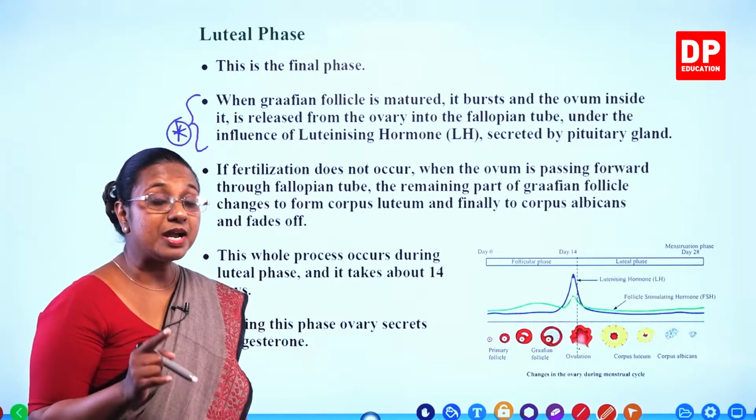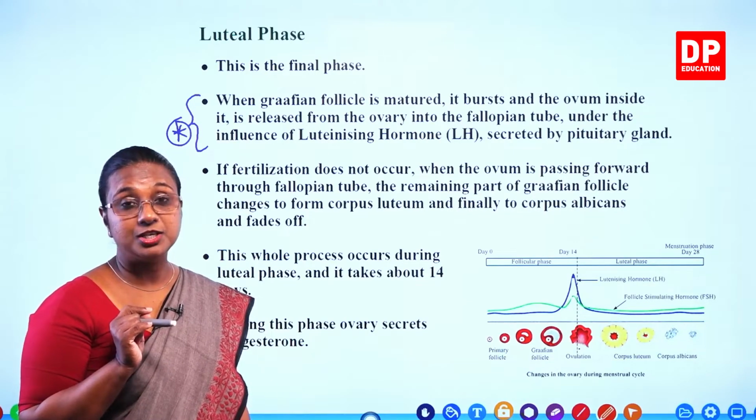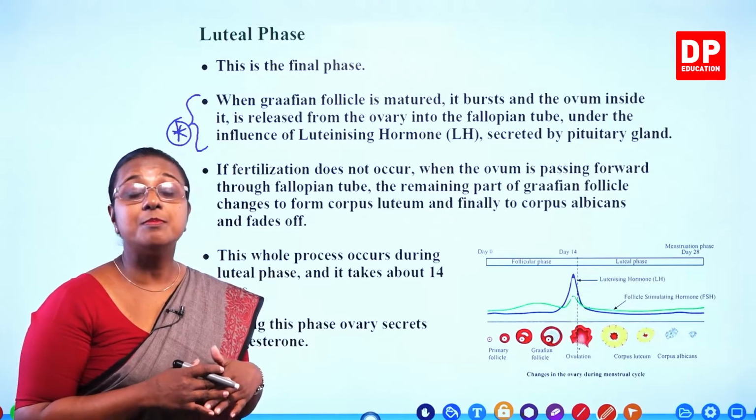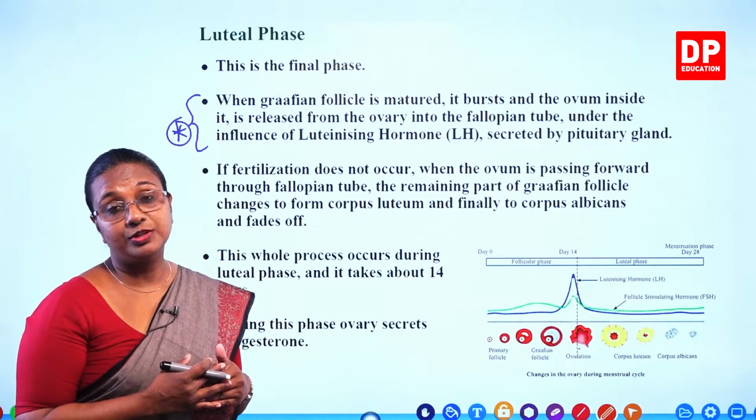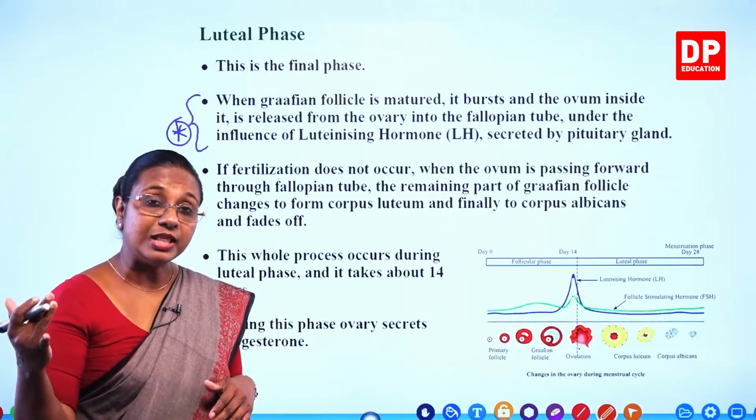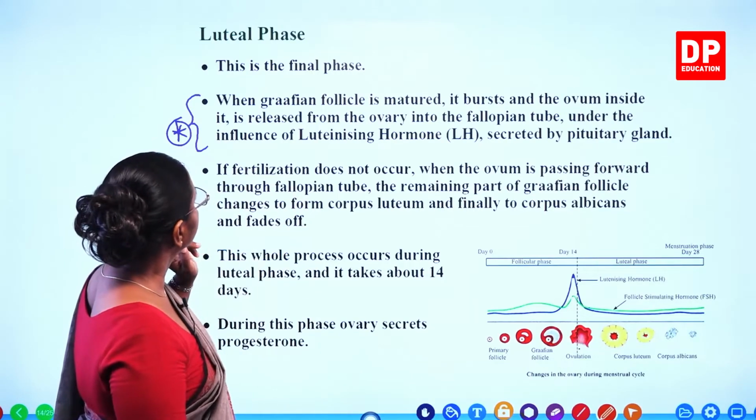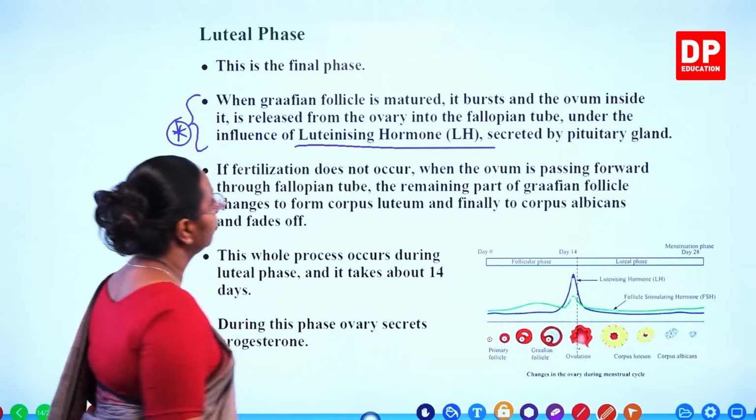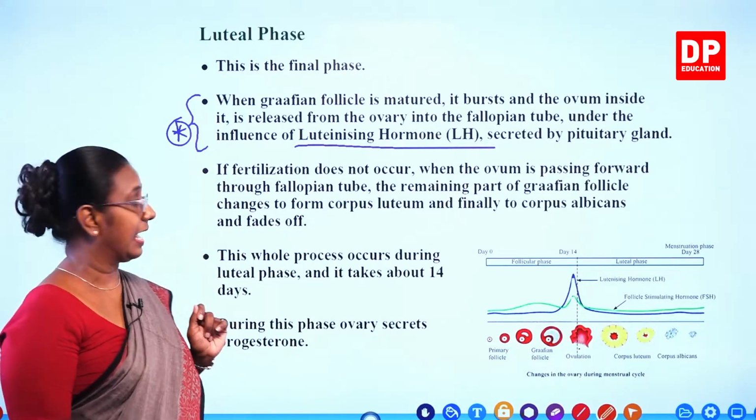You can remember I told you about the fimbria, the finger-like projections of the fallopian tube. At the ends, it is like a funnel-like structure. When the fimbria move, due to the movement, the ovum is directed into the fallopian tube and through that it travels towards the uterus. This is influenced by the luteinizing hormone LH that is secreted by the pituitary gland.